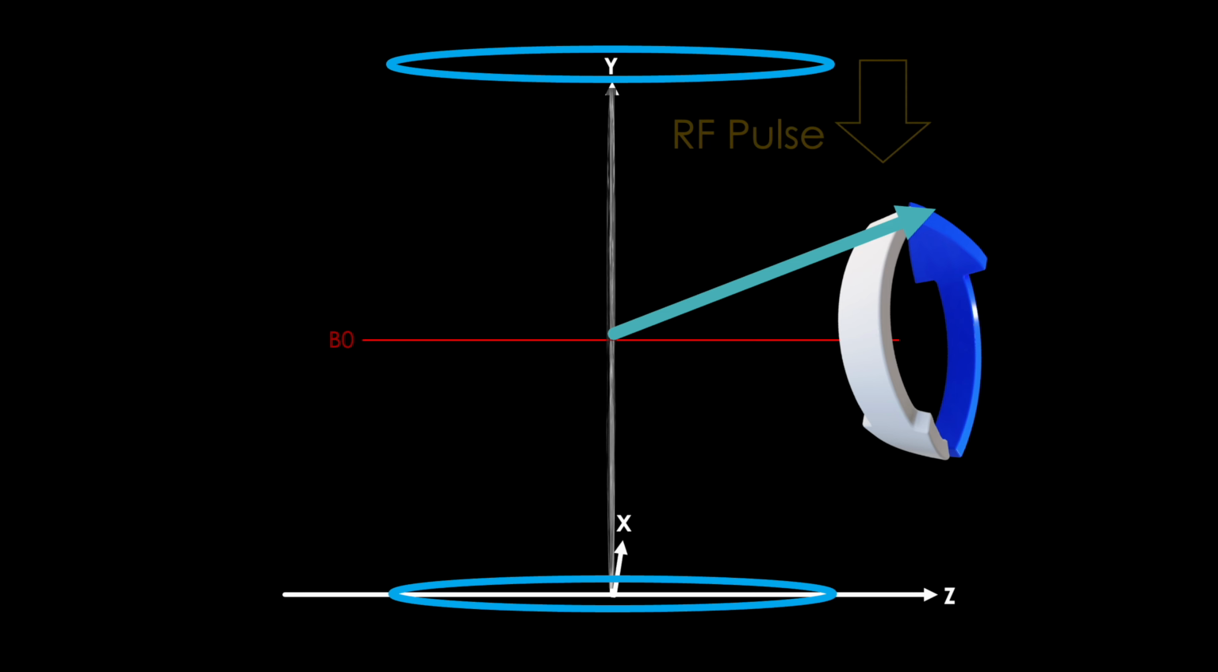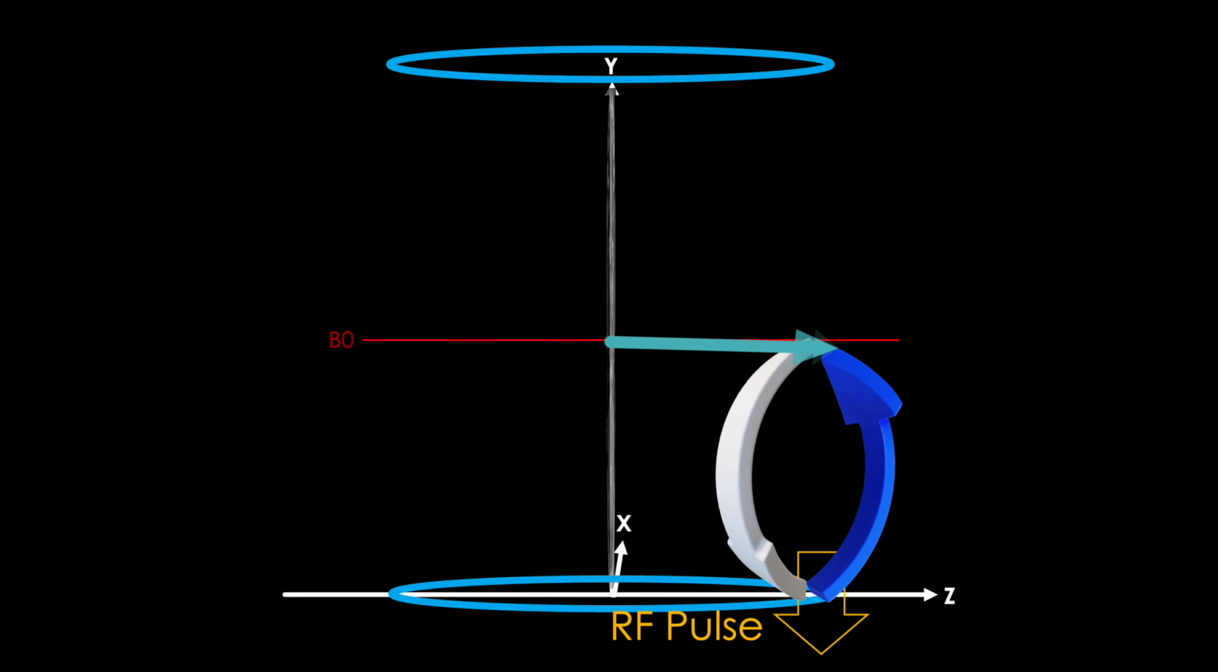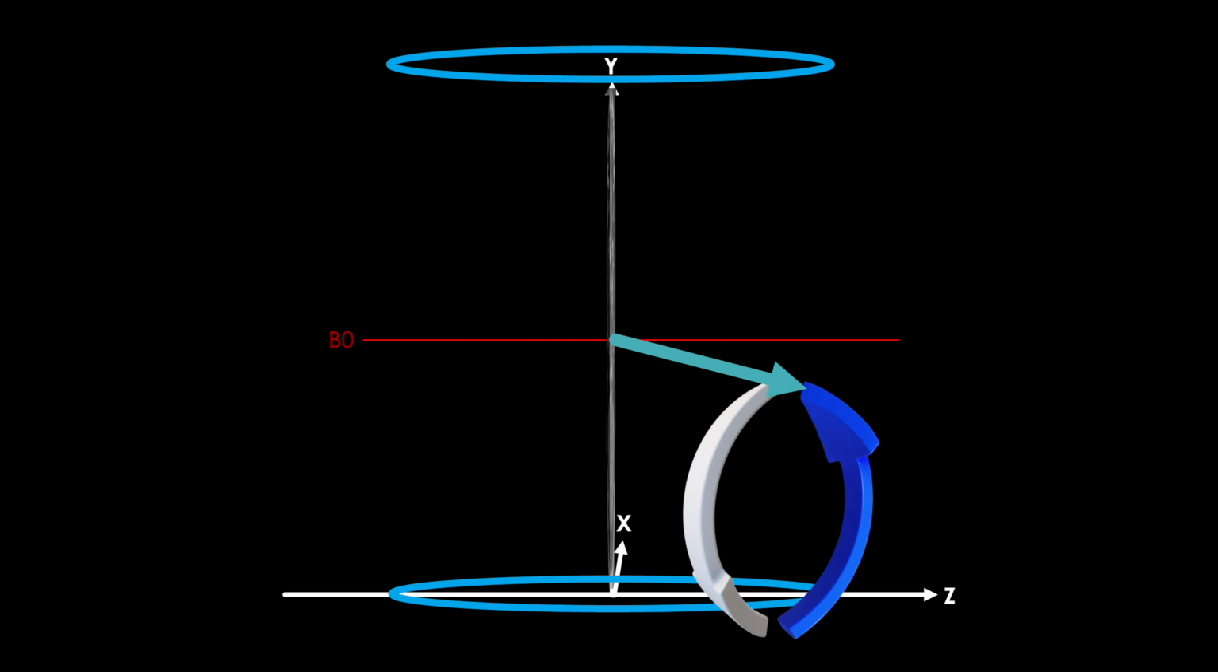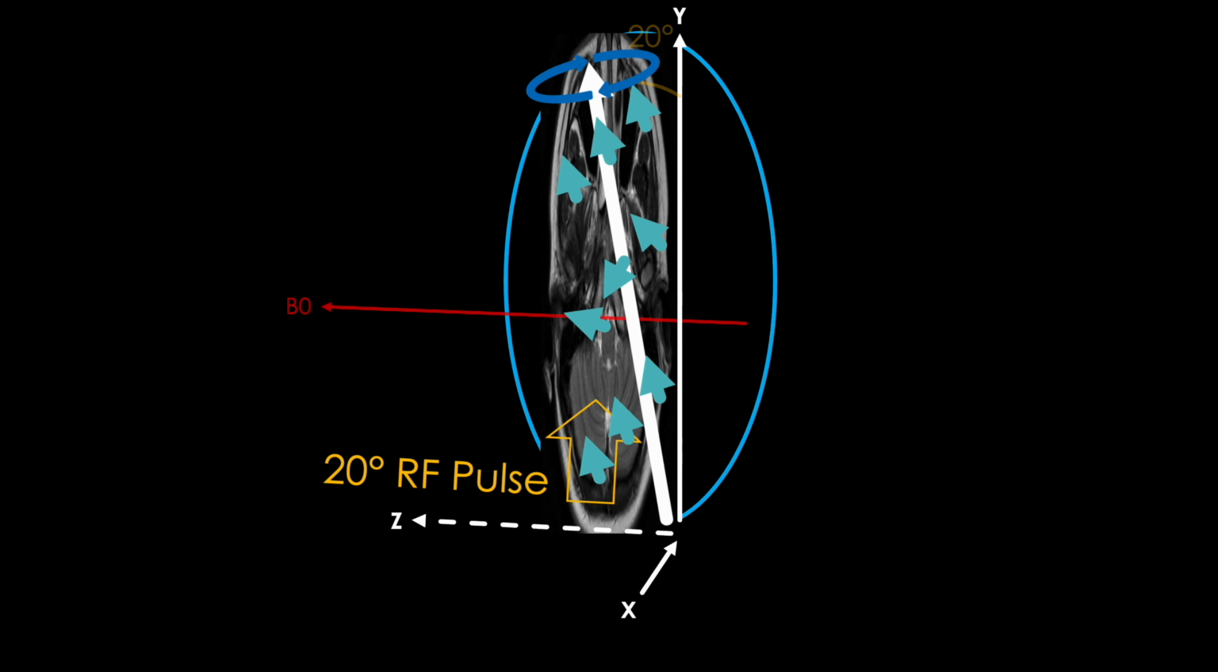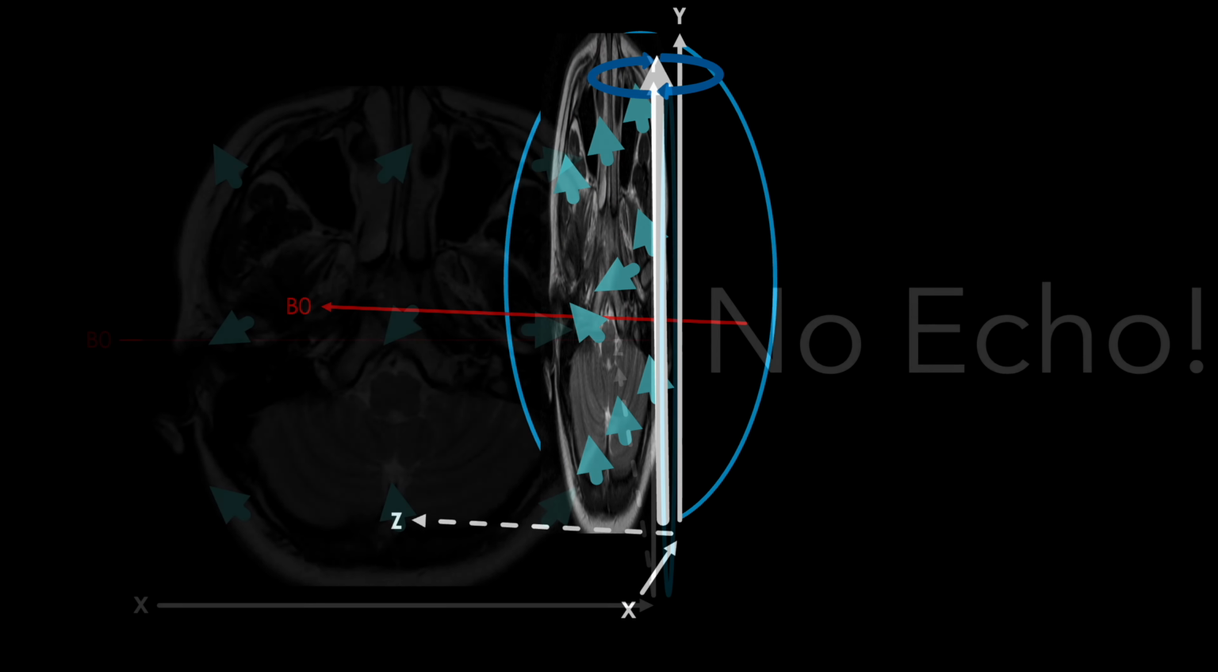Now let's apply our secondary RF pulse as in the first scenario, a weak pulse of let's say 20 degrees. It might move our system to look something like this. Again, pay attention to what our coils see. Does it look substantially different than before? This is the equivalent of what we saw in the first case, which resulted in no echo.